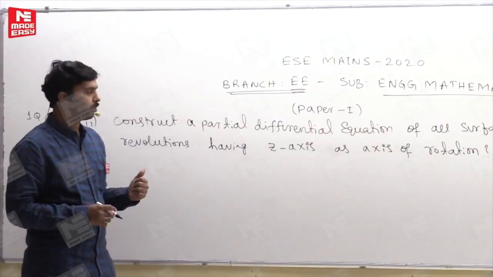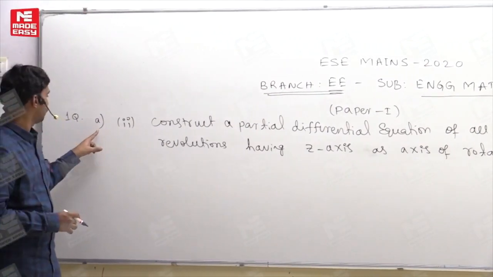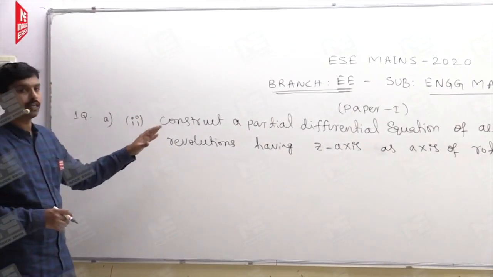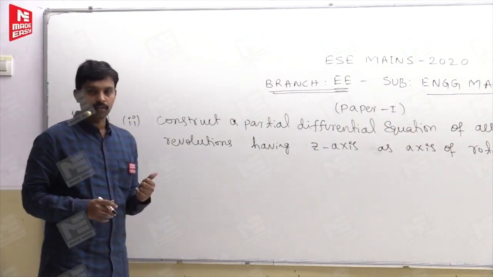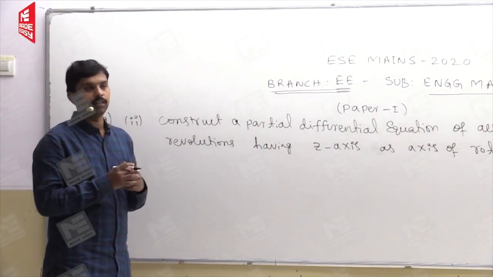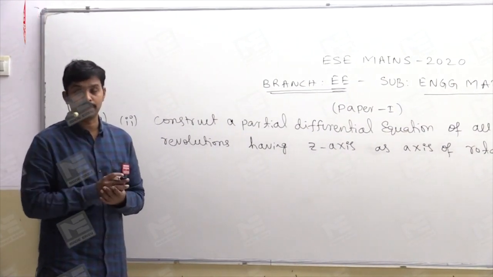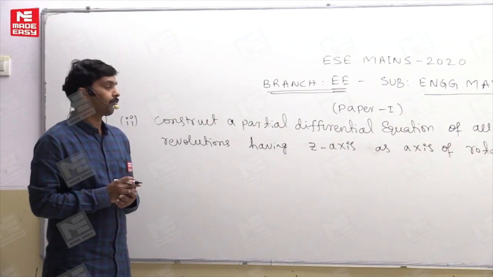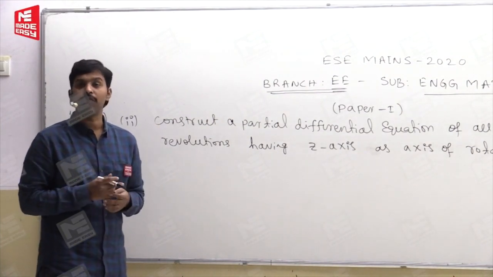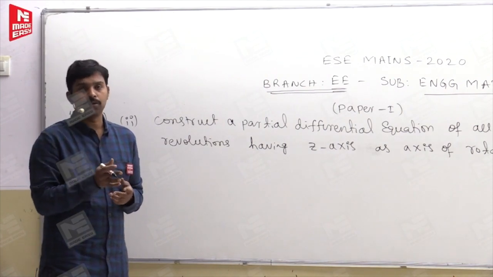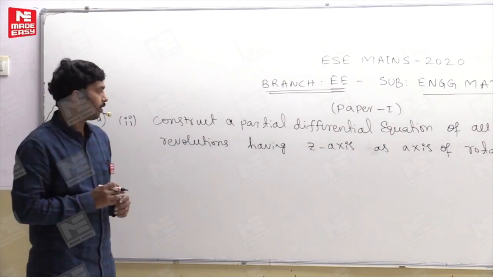Okay, so now coming to the second question. The previous question was the same, that is f of u comma v is equal to 0. For that we determined the partial differential equation, that is the elimination of the arbitrary function f. So that we obtained by the linear partial differential equation concept, right?